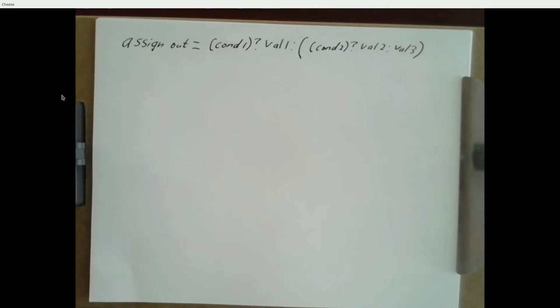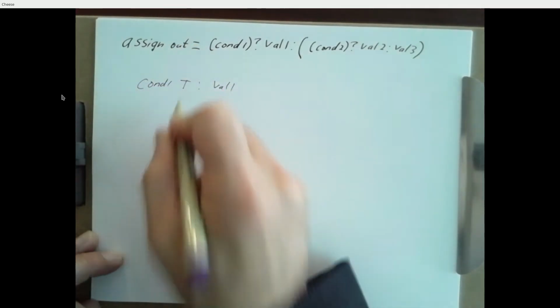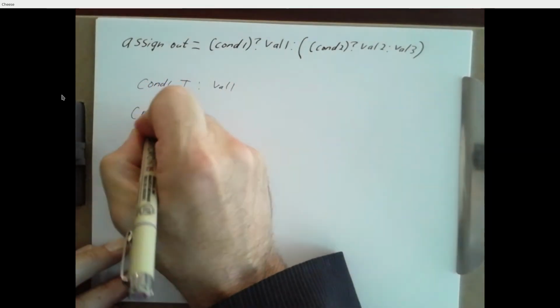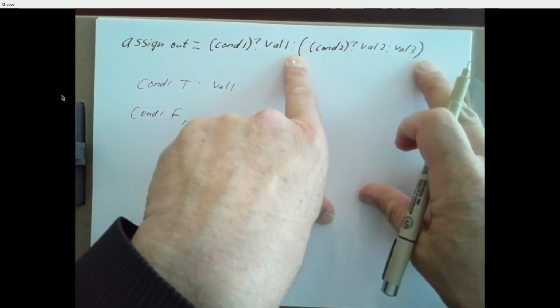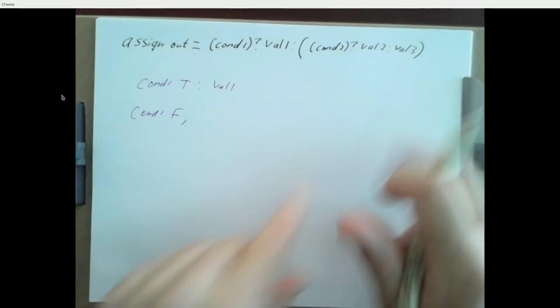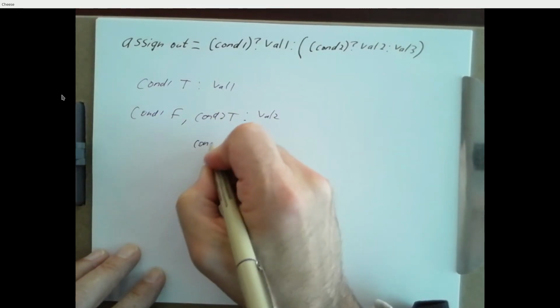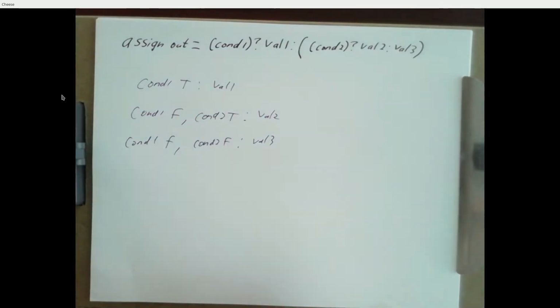So break that down, what's it going to do? If condition 1 is true, this is going to set out equal to value 1. If condition 1 is false, then it's going to set out equal to the result of this expression, which depends on condition 2, right? So condition 2 true, it's going to be val 2. Condition 2 false, val 3. So you can start putting together compound versions of this like that.